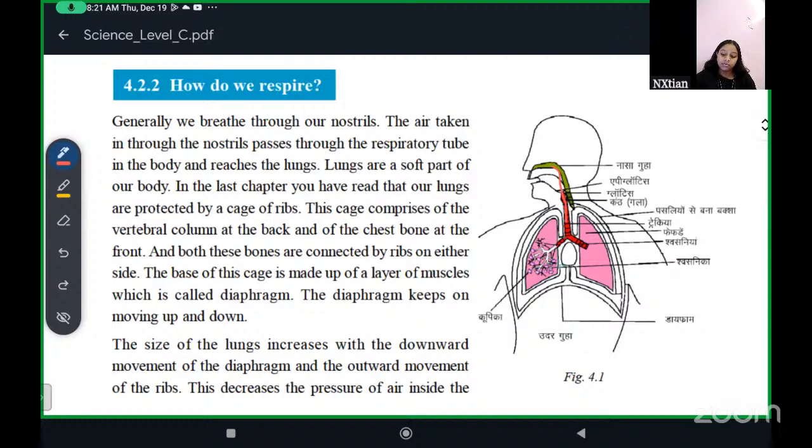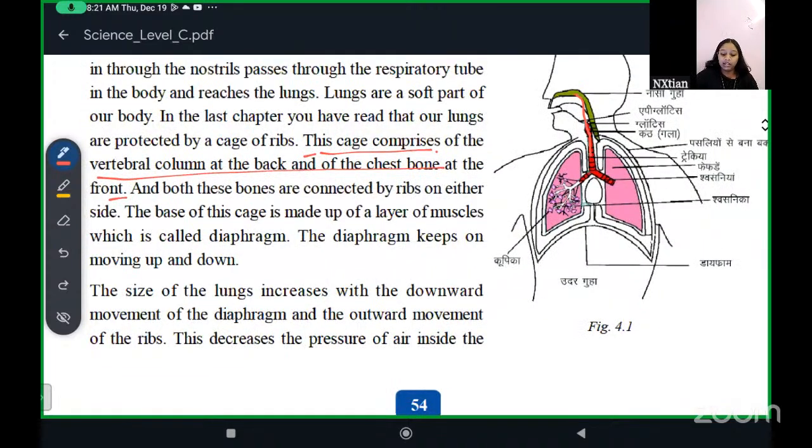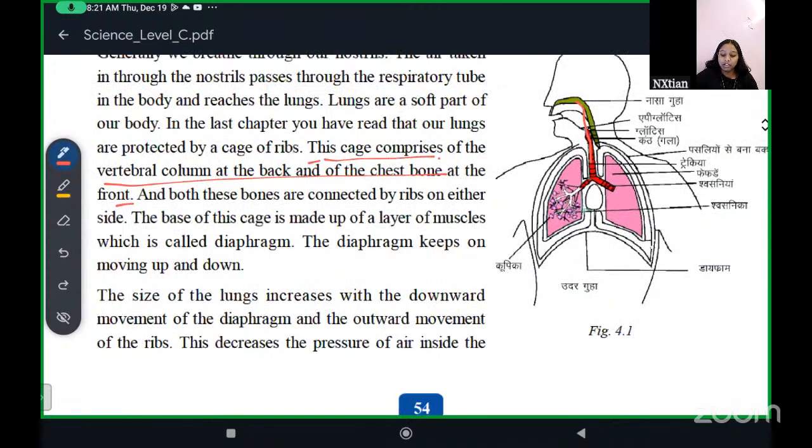Now the lungs are a soft part of the body. In the last chapter you have read that our lungs are protected by the rib cage, a structure made up of bones. It comprises the vertebral column in the back and the chest bone at the front. Both these bones are connected by ribs on either side. The base of this cage is made up of a layer of muscles known as the diaphragm.